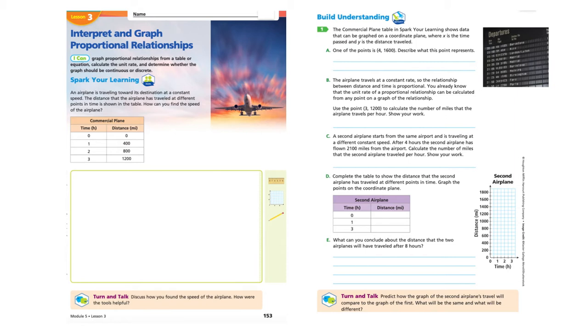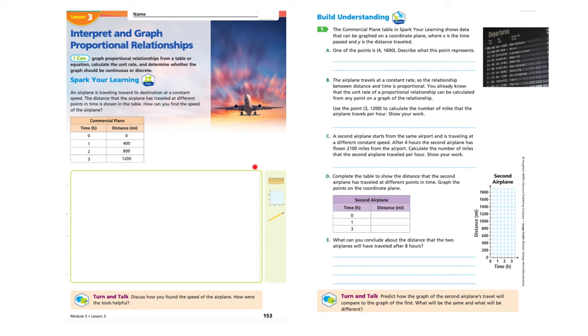So let's look at the Spark Your Learning. An airplane is traveling toward its destination at a constant speed. The distance that the airplane has traveled at different points in time is shown in the table. How can you find the speed of the airplane? So that's going to speak to the unit rate.